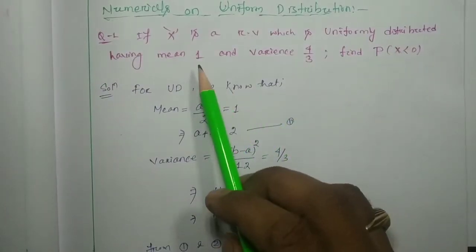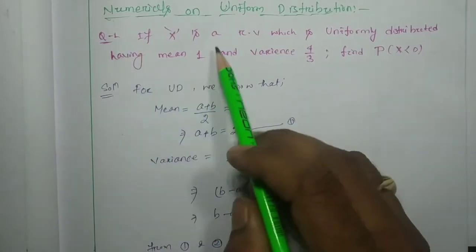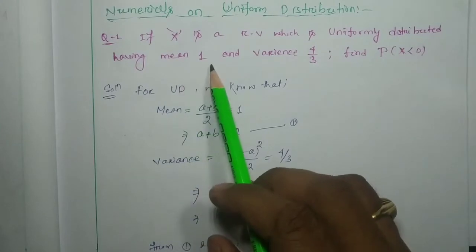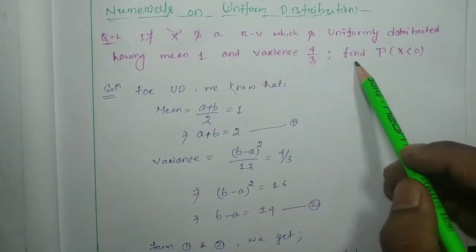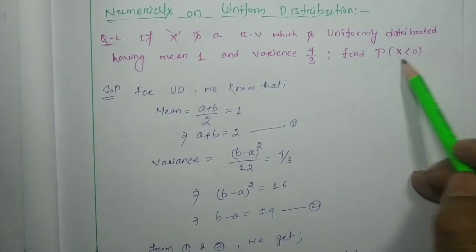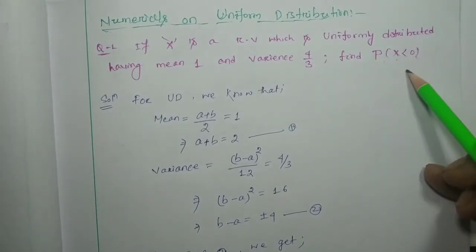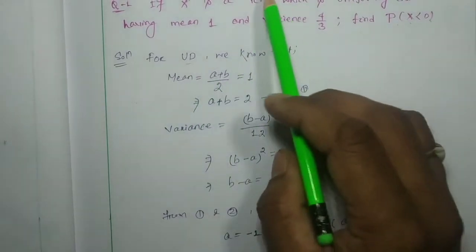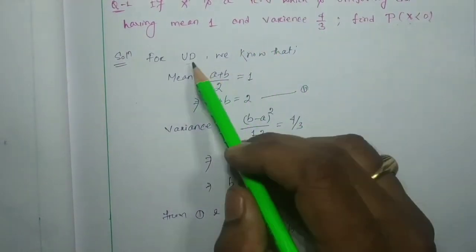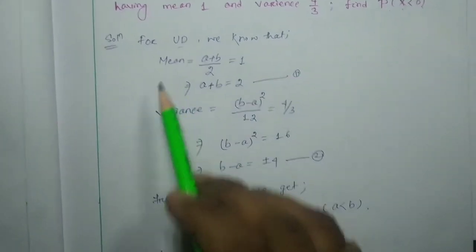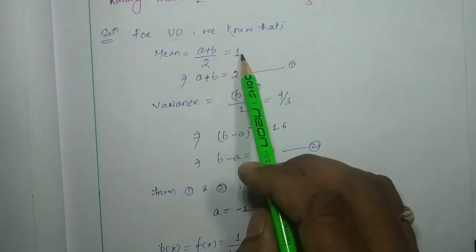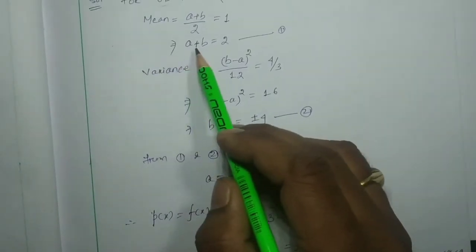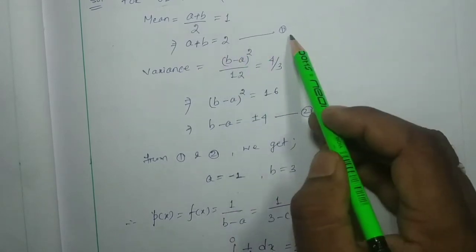Here this is the first question: if X is a random variable which is uniformly distributed having mean 1 and variance 4 by 3, find the probability X less than 0. So how are we going to do this? See, for UD, in short I have written uniform distribution as UD. We know that mean equal to a plus b by 2 equal to 1, whatever is given in the question. That implies a plus b equal to 2. Let this be your equation number 1.